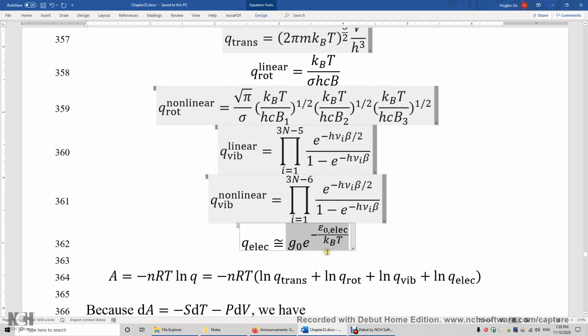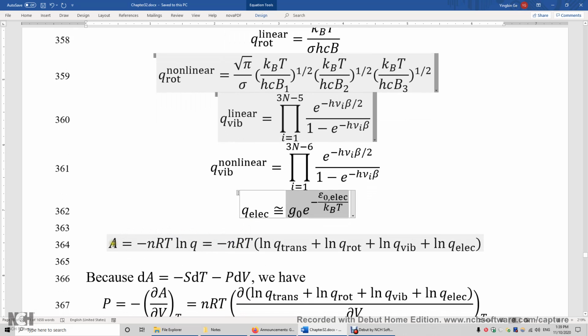This is the electronic partition function, assuming most atoms or molecules occupy the lowest electronic state with a degeneracy of g sub 0. So when you have a singlet electronic state, g sub 0 is 1. Doublet, g sub 0 is 2. Triplet, g sub 0 is 3.